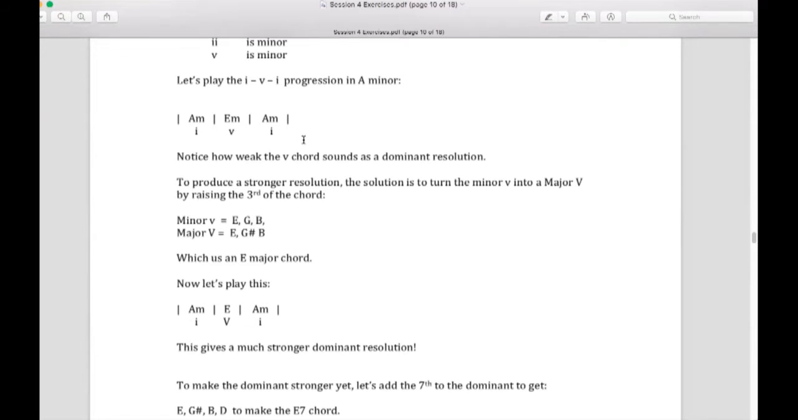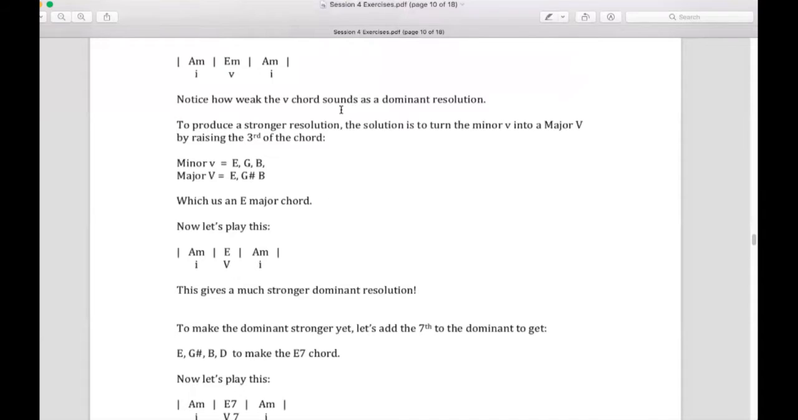So what has happened is over the ages, to turn the minor 5 into a major 5, what we do is we sharp that 3rd degree of the chord. So here we have E, G, B for the minor chord. What we do is we sharp the 3rd, and that gives us E, G sharp, B. That gives us E major. That's starting to sound a little more like a dominant chord. Everybody understand what I did? You sharp the 3rd to get that.